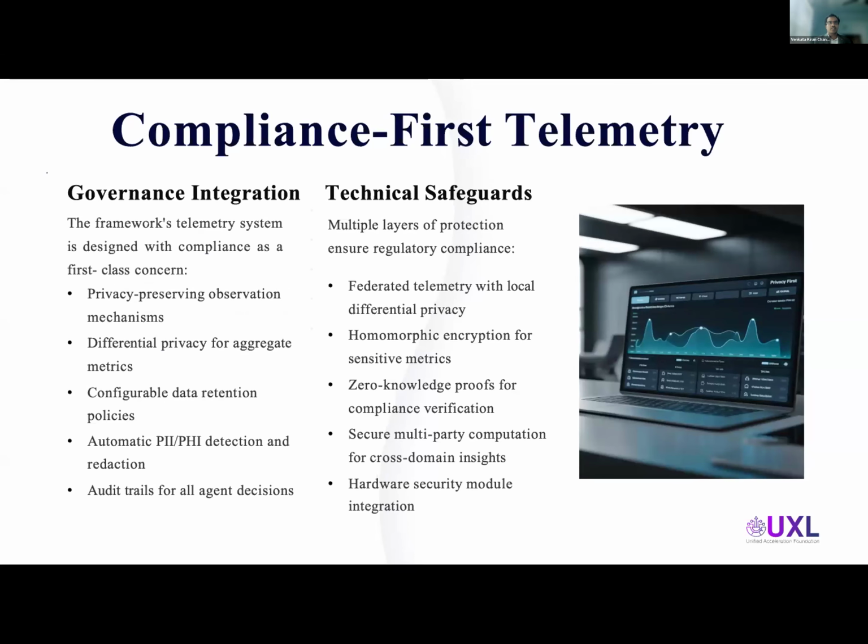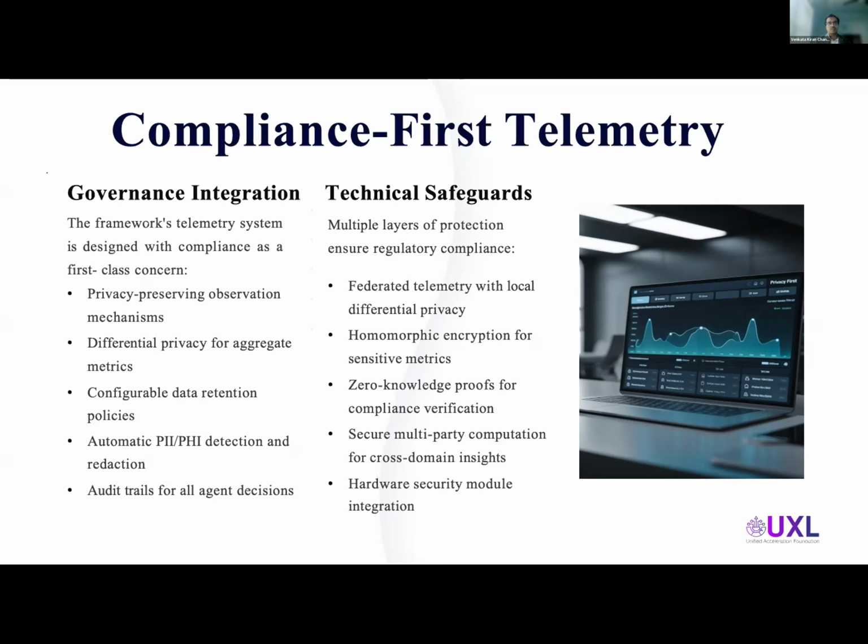Compliance is often the Achilles heel of adaptive systems, so we build telemetry as compliance-first. Privacy-preserving observations with differential privacy ensure individual-level data never leaks out of the systems. Automatic redaction of PII and PHI, which is sensitive data, happens before logs are stored. We keep audit trails for every agent decision, so we can explain why a reroute or transformation was chosen.